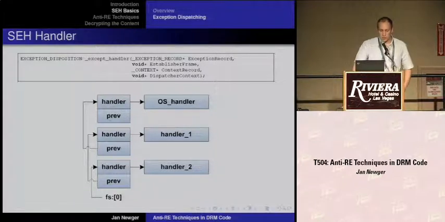And the list structure is depicted in the image. At the end of the list, you always have the operating system handler, which jumps in if there's no handler which could handle the exception. And this usually means that the process is terminated and Dr. Watson shows up or whatever.